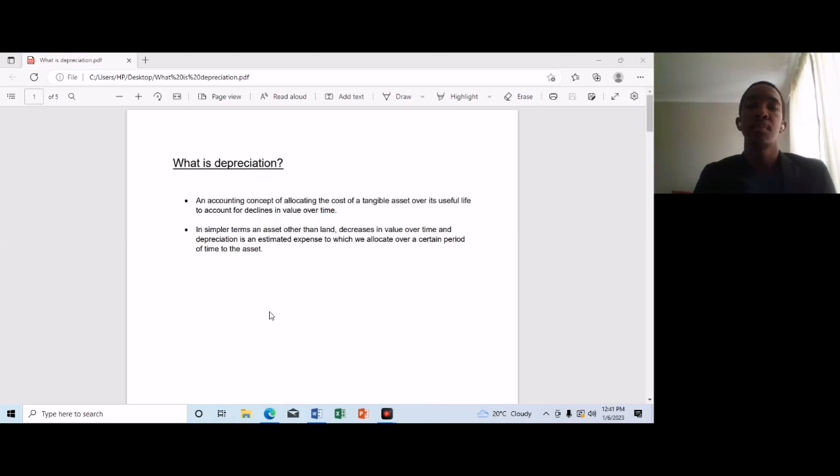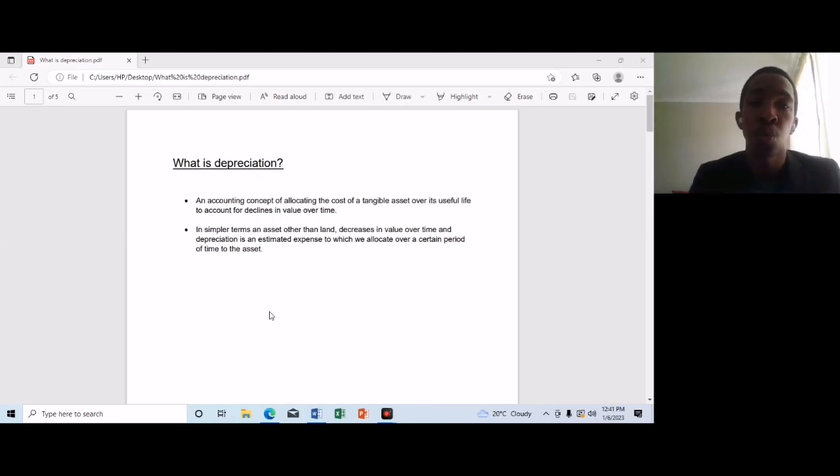So basically, depreciation is an estimated expense that we calculate to allocate for that decrease in value over a period of time to that asset, because assets decrease in value. This applies to all assets except land, because land cannot be completely used up. I can purchase land today, build warehouses and apartments, tear down those warehouses and apartments, and I'll still have the land, because land will not be completely used up.